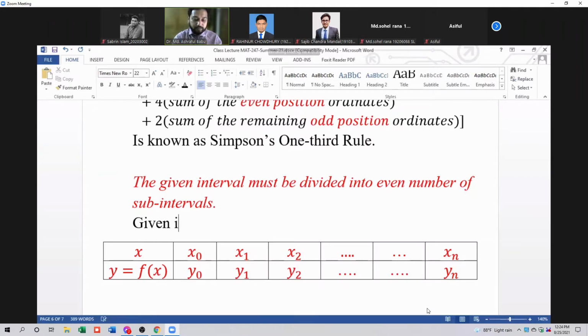Sir, it means our coordinate is odd, sir? Yes, that is actually what it means.